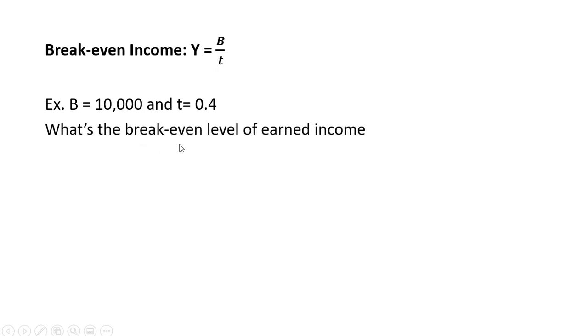So just rewriting that formula and just using our earlier example, if the benefit is $10,000 and the tax here is 0.4, what's the break-even level of income earned? 10,000 divided by 0.4 is $25,000. So if this household earns $25,000, this household will no longer be eligible to receive any income benefits from the government.